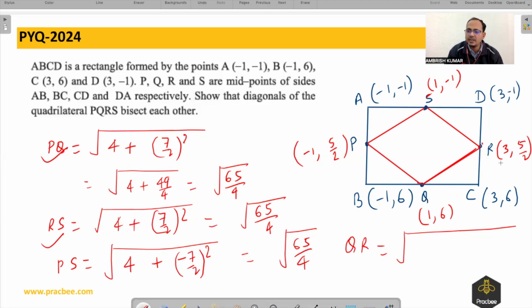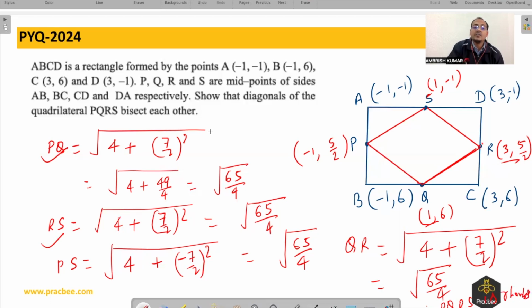Yes, here also 3 minus 1 means 2 square, 4, and 5 by 2 minus 6, again you are going to have 7 by 2 whole square. So look, all the distances here we are going to get the same, a square root of 65 by 4, right? So actually all the four distances are the same, therefore PQRS is a rhombus. And look, the diagonals bisect each other in a rhombus as well. So PQRS is a rhombus, and therefore the diagonals will bisect each other, right? That's it.